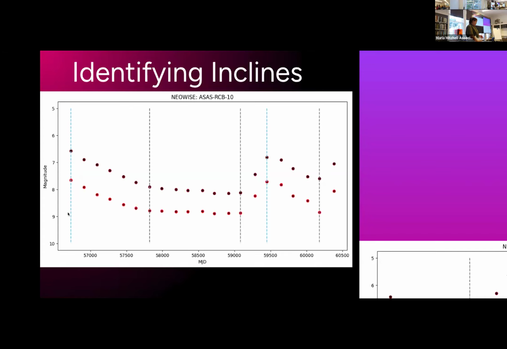For this star, we have a maximum. We don't really know when it would have started. And we have an end. And right here is what I would call an onset, a maximum, and an end.